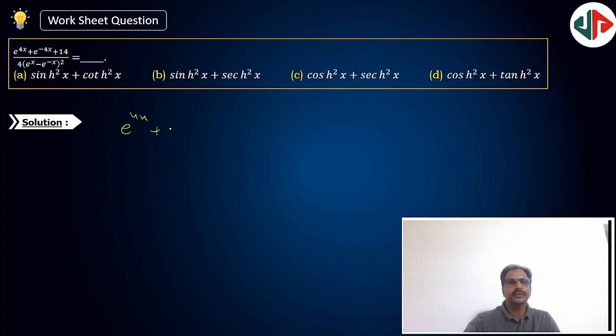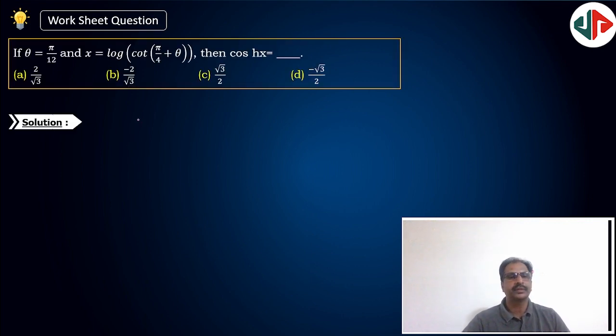e power 4x plus e power minus 4x plus 14 by 4 into (e power x minus e power minus x) whole square is equal to.